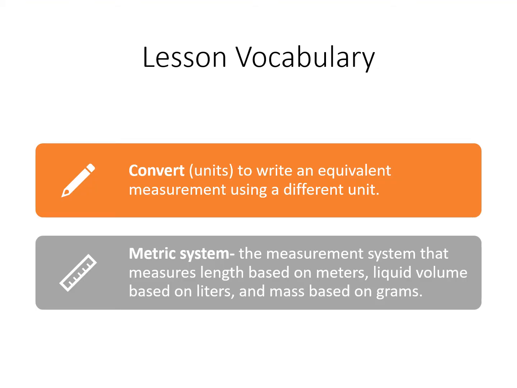Your lesson vocabulary is the same as from the previous two lessons. Convert, which we're converting units. So it's to write an equivalent measurement using a different unit. And then the second word we have is metric system. The measurement system that measures length based on meters, liquid volume based on liters, and mass based on grams.